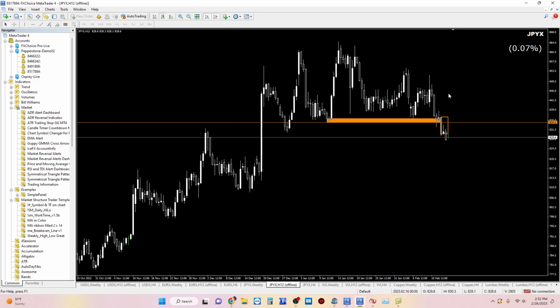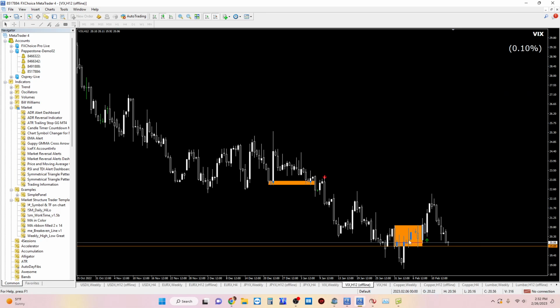We would need to break to the upside to show the strength of safe haven currencies. And then, of course, gold is the other safe haven currency, but we're not looking at that right now. We're just looking at the Japanese yen, the US dollar, and the euro, and we'll get a really good idea. And the VIX has broken out.